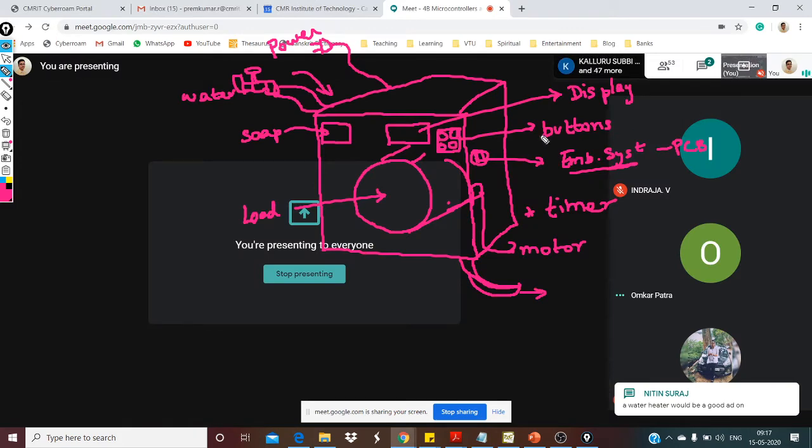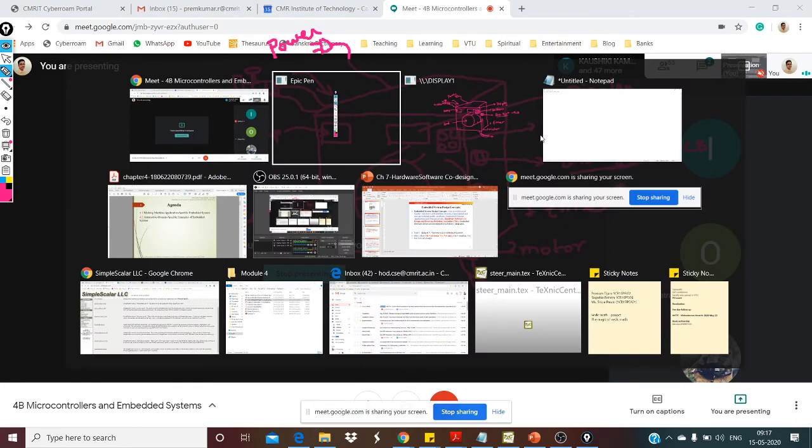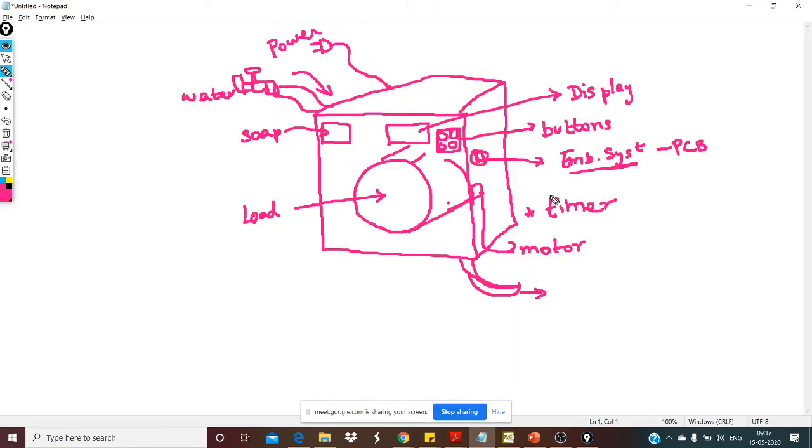Water heater would be a good add-on. Nice. Okay. A water heater. Yeah, we need a heater too. All right. We have a heater or more like a dryer, right? Dryer slash heater. Okay.